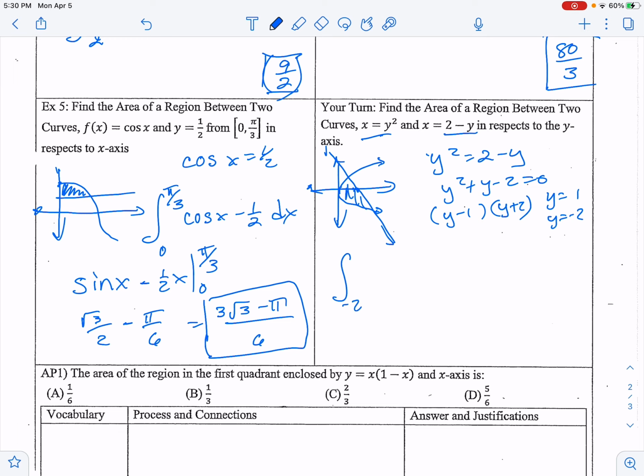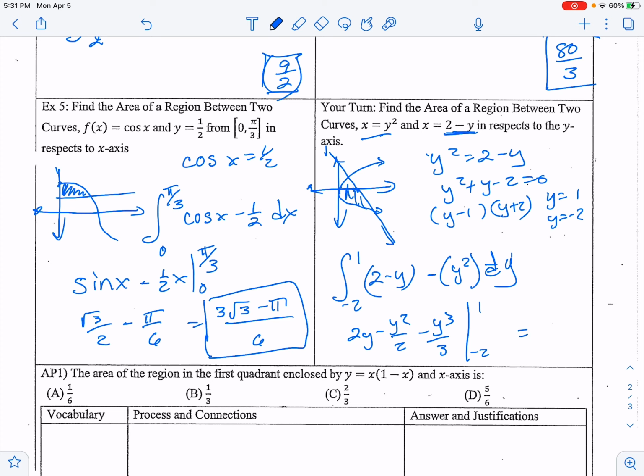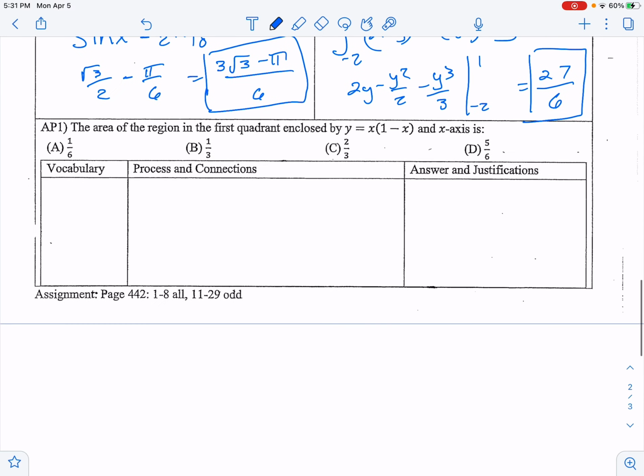So -2 to 1. The one on the right, which is 2 minus y, minus the one on the left, dy. So what do you get? You get 2y minus y squared over 2 minus y cubed over 3 from -2 to 1. You put it in, do the math, and you get 27 over 6. Not bad.